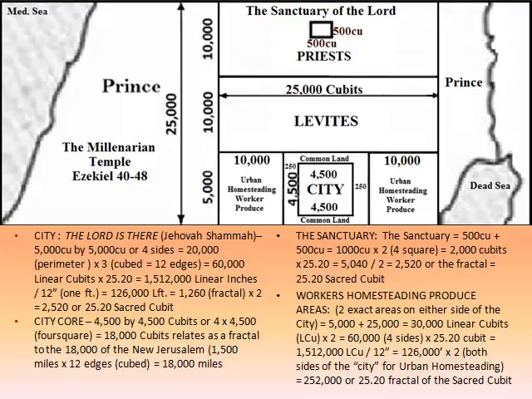25.20 sacred inch cubit. Let's take a look at the workers' homesteading and produce areas, for that's what it's called. 2 exact areas on either side of the city, 5,000 cubits by 25,000 cubits, will equal 30 linear cubits, times 2 will equal 60,000, that is 4 sides, times 25.20 cubits will equal 1,512,000 linear cubits, divided by 12 inches will equal 126,000 feet, times 2, both sides of the city for urban homesteading, will equal 252,000, or again 25.20 fractal, which is the measurement of the sacred cubit.